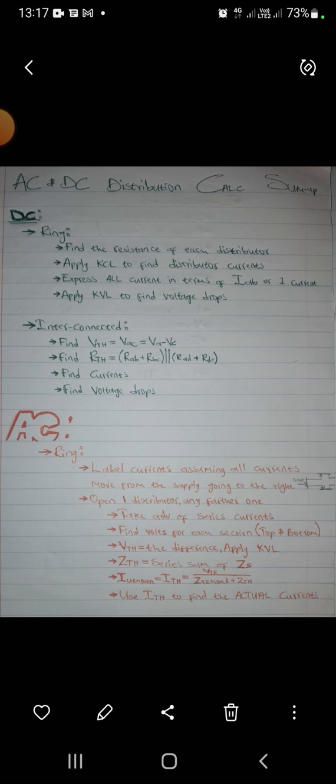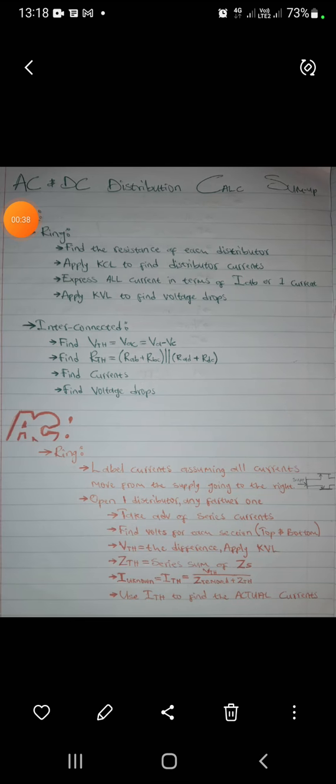But I think it will only be ideal if I make like 4 separate videos, because we have DC ring, DC interconnected, AC ring, and then AC interconnected. So I think it will be good to have 4 separate videos, so that each person goes straight to whatever they struggle with, right? So we'll see how it turns out.